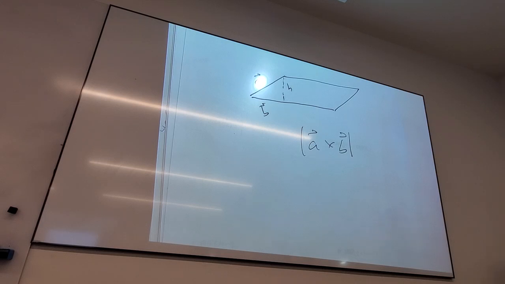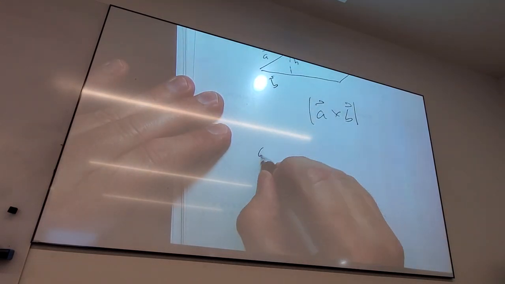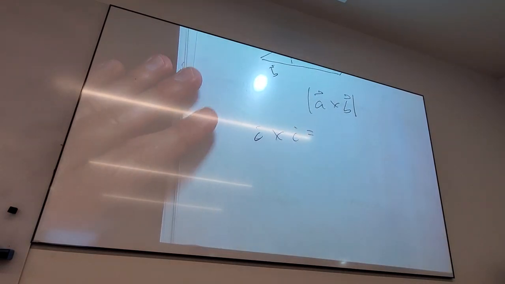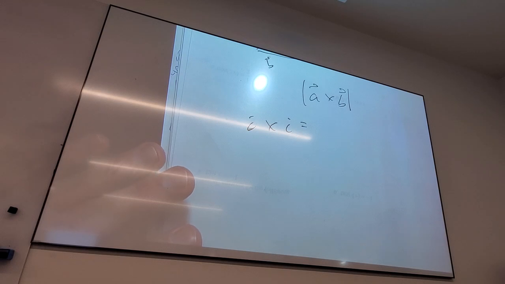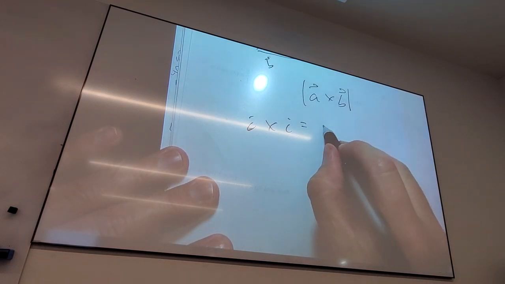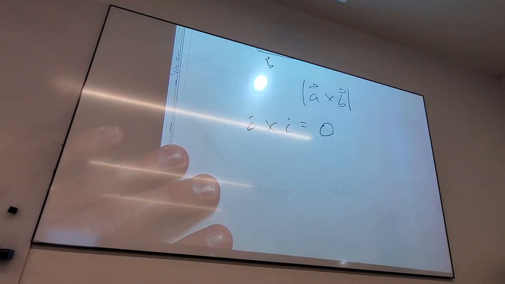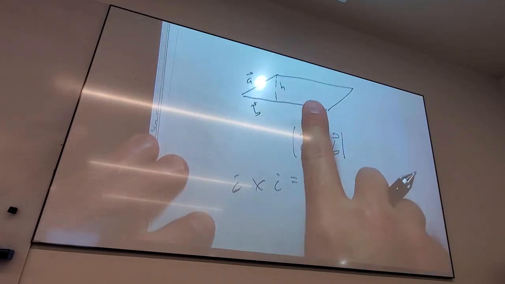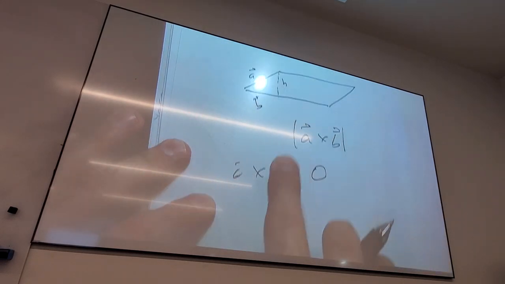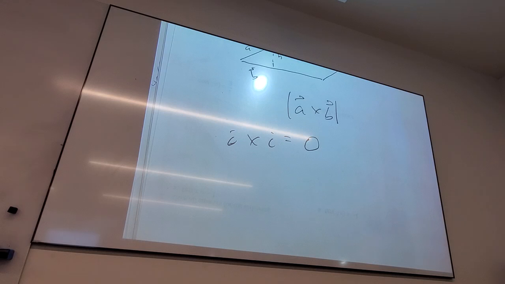That's silly. Now let me ask you this question. What would I cross I be? Zero. Yeah, because they're both going in the same direction. The parallelogram is a flat line. Exactly. So if you think about it geometrically, you're going to end up with a flat line. If you put the same vector in twice, you're going to have the same thing subtracting away. You're going to get 0 at the end.